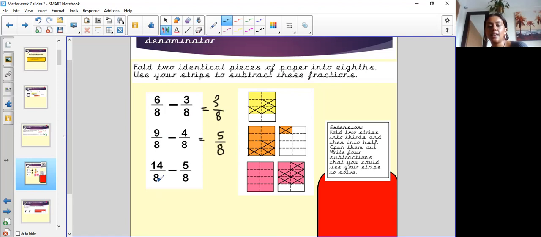And let's go over to here, 14/8 minus 5/8. So we've coloured in 14 and we've crossed out 5. 1, 2, 3, 4, 5. Let's see how many we've got left. 1, 2, 3, 4, 5, 6, 7, 8, 9. So your answer will be 9/8.